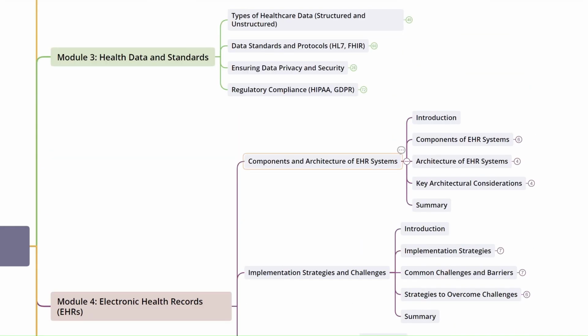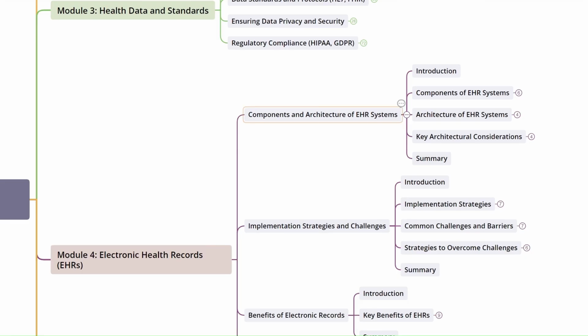Components and architecture of EHR systems. At the heart of effective healthcare delivery systems today lies the electronic health record system. EHRs serve as digital repositories of patient health information, capturing a range of data points from medical histories to treatment plans. The architecture of EHR is designed to provide comprehensive data collection, integration, and utilization.